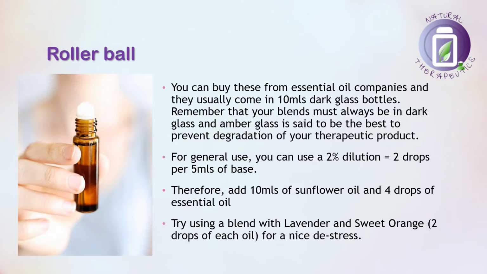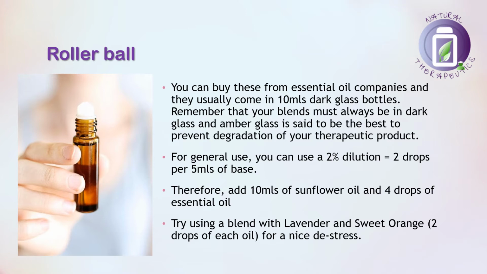A rollerball is a great idea for making little blends up for yourself. You can buy these rollerball bottles from essential oil companies, and they usually come in these 10ml dark glass bottles, as shown in the image. All our blends are always in dark glass because essential oils don't react well to light. Amber glass is said to be the best to prevent the degradation of your therapeutic products.